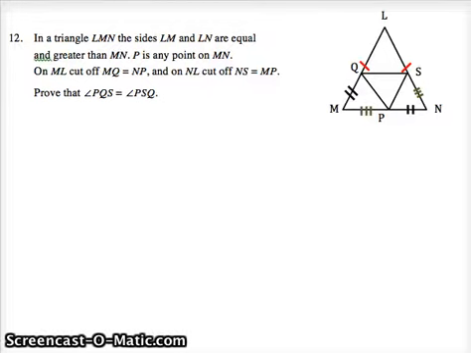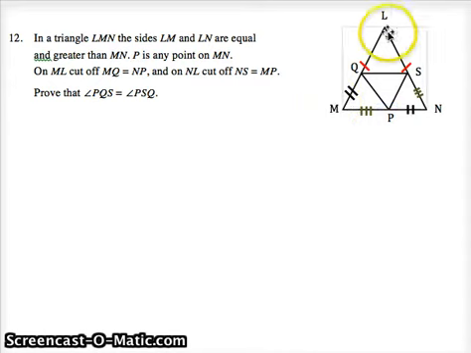We are now looking at exercise 4.6, question 12, further applications. In this triangle LMN, we're told that the sides LM and LN are equal, and these are indicated with the red dashes, and that LM and LN are greater than the length of MN, and they appear to be so. Also, we're told that P is any point on MN, so point P is just there. I'll just move it over a bit.